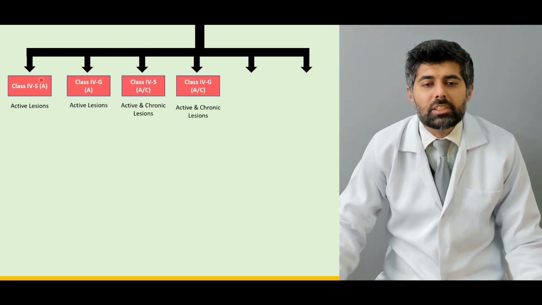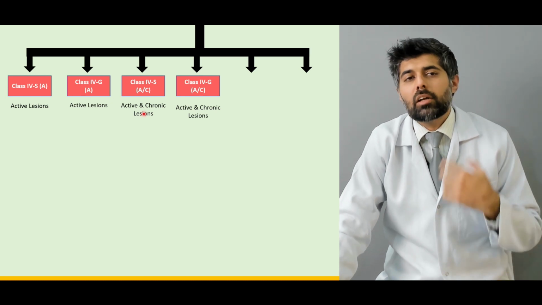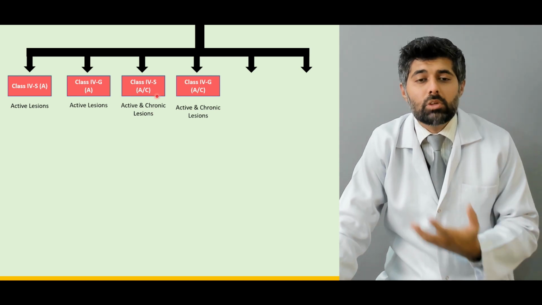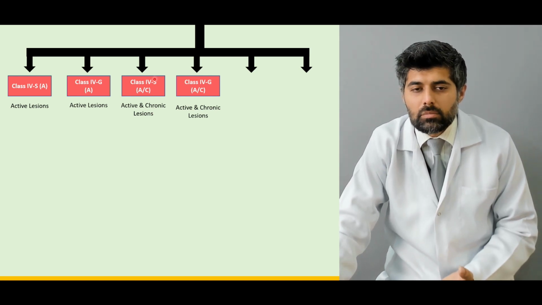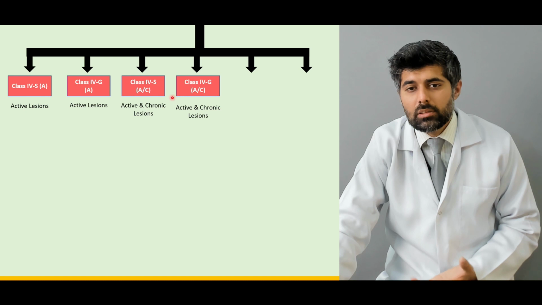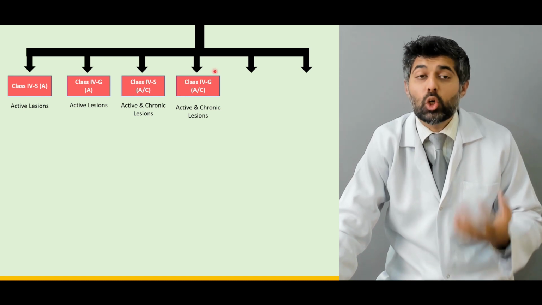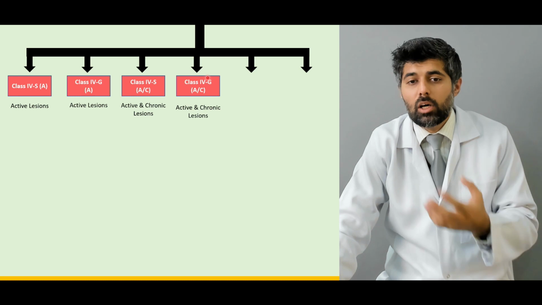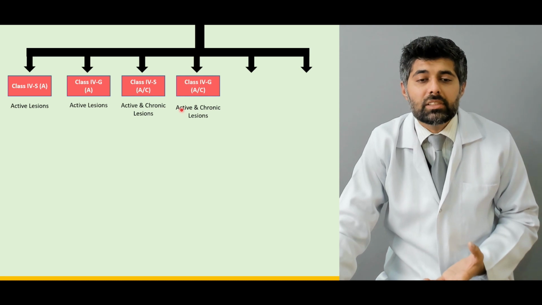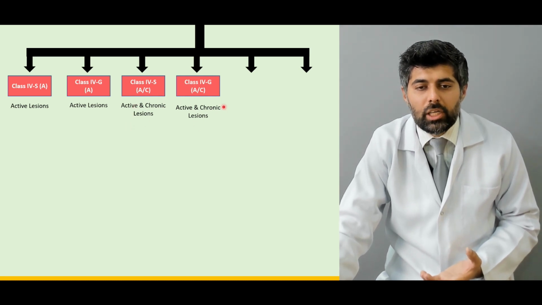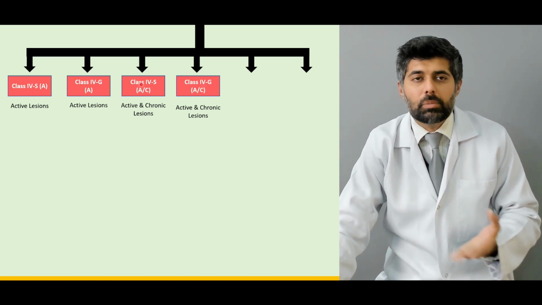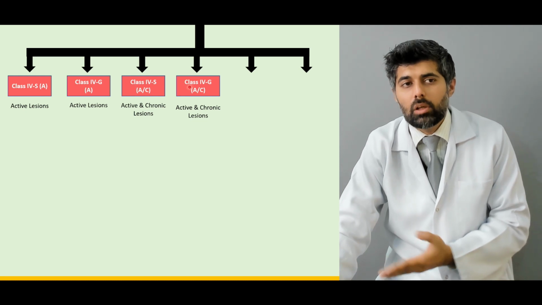Next pair is the one with the active and chronic lesions. Again, these can be divided into diffuse segmental lupus nephritis along with sclerosing nephritis, and then diffuse global lupus nephritis along with sclerosing nephritis. So again, the difference here is the introduction of the chronic lesions, the sclerosing nephritis. And again, there's a difference between the segmental and the global proliferation.